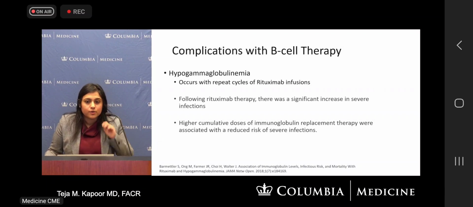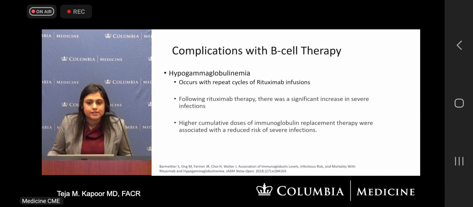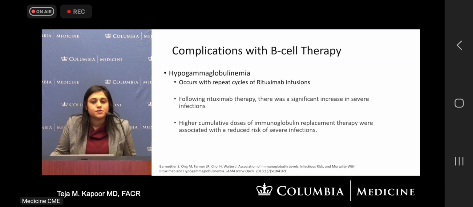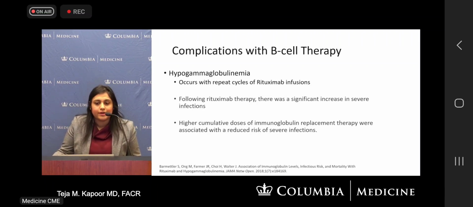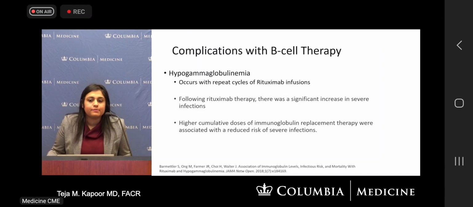So the long-term consequence of repeat cycles of rituximab includes hypogammaglobulinemia, which eventually occurs in most patients who have repeat cycles of rituximab. And this can lead to the potential for an increased risk for infections. Higher doses of IVIG, or immunoglobulin replacement therapy, have been associated with a reduced risk of severe infections in these patients.